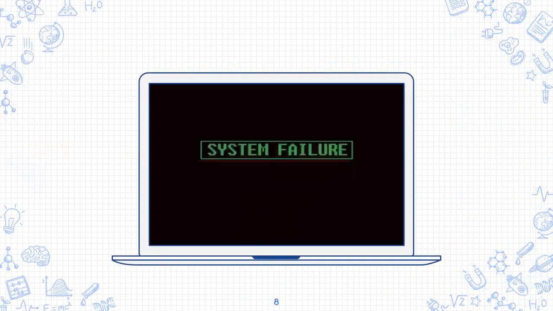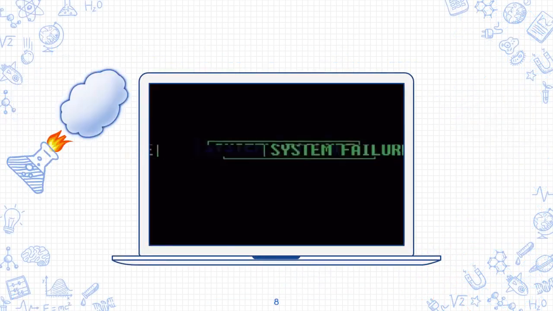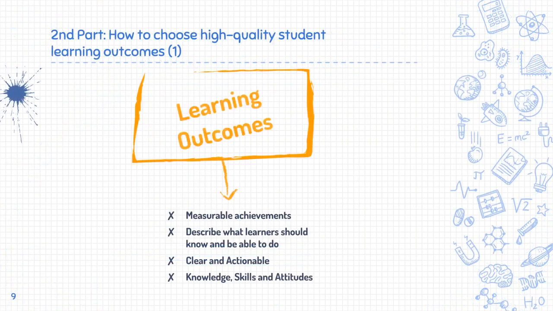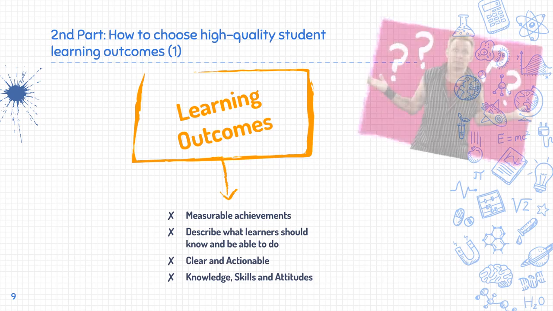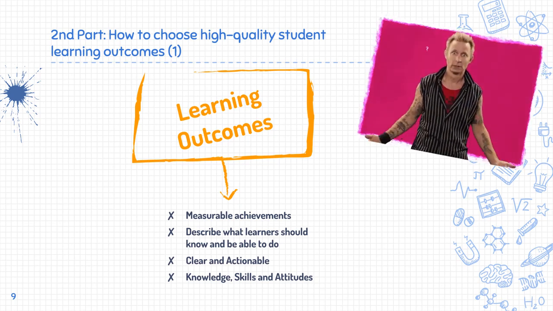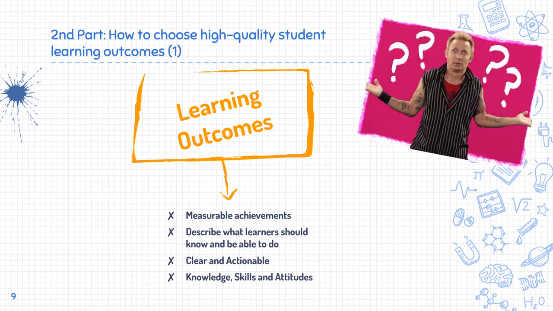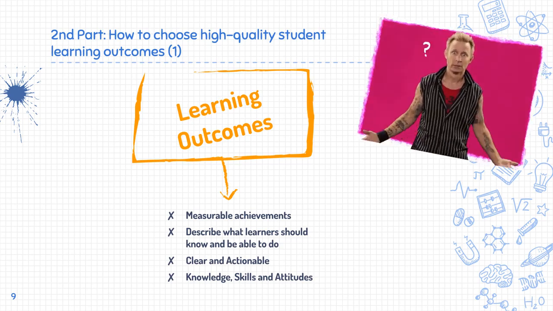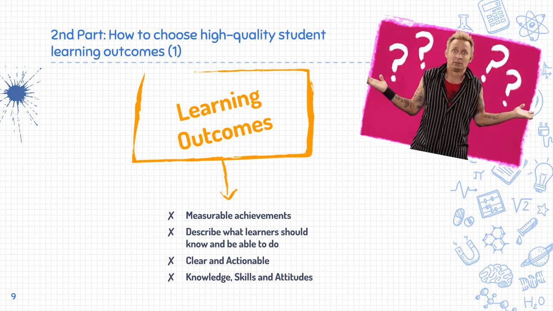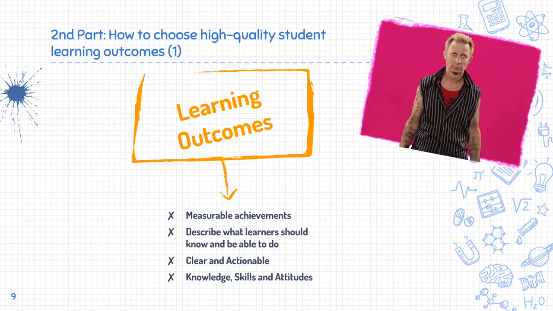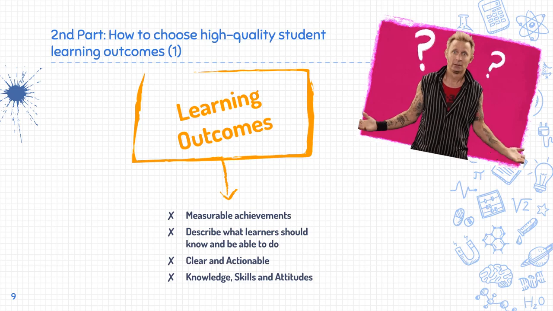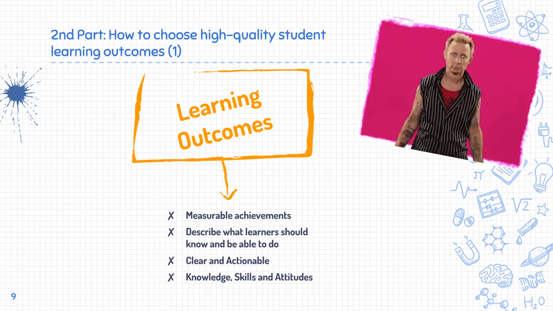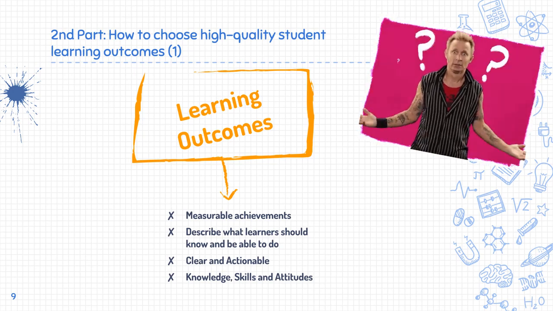Let us now turn to our second part: how to choose high-quality student learning outcomes. Learning outcomes are measurable achievements that the learner will be able to demonstrate after the learning is complete. They describe what learners should know and be able to do when completing a course or a program. They must be clear and actionable. They are described in three categories: knowledge, skills and attitudes. The most useful learning outcomes include an action verb that describes an observable action and the performance that the learner is expected to reach.